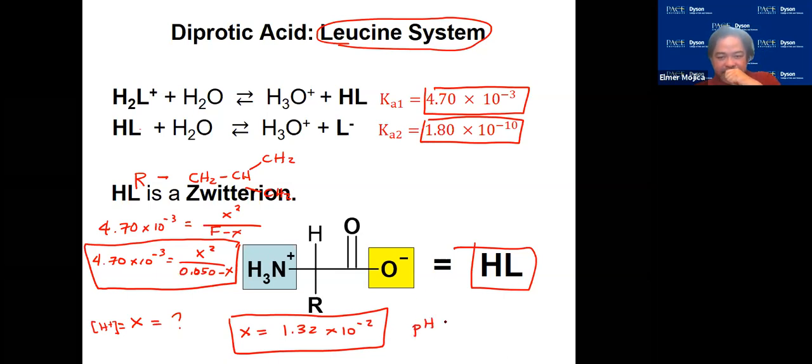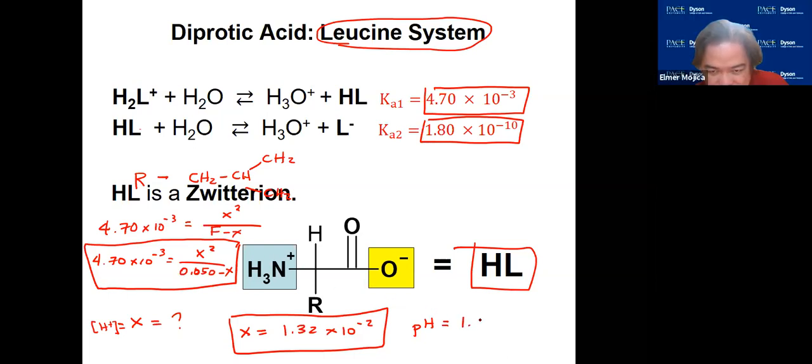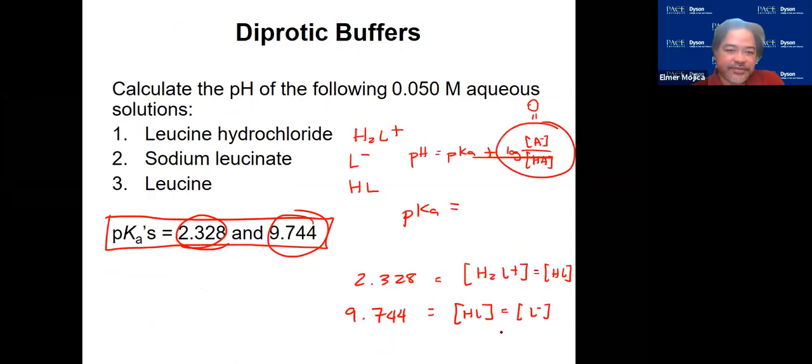giving me a pH equal to what? Anyone? 1.88. Okay, 1.88. So we can put this now as 1.88. The other is 6.04.